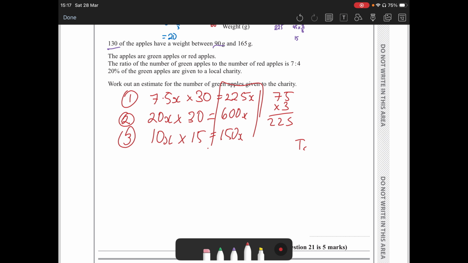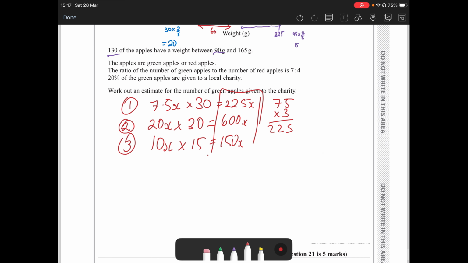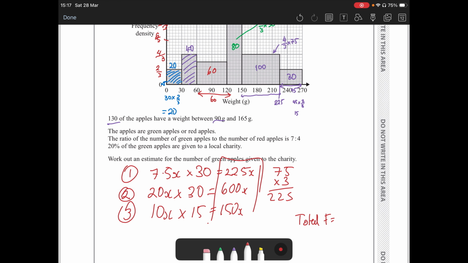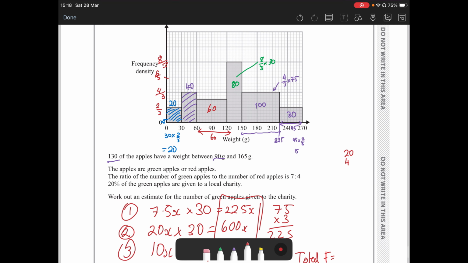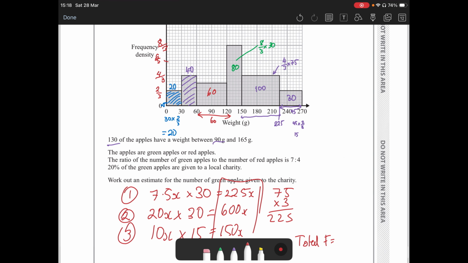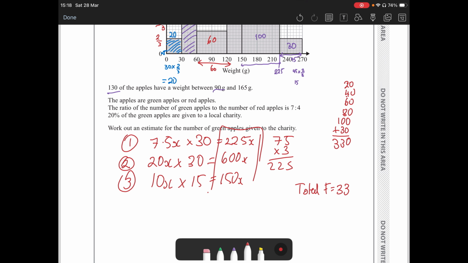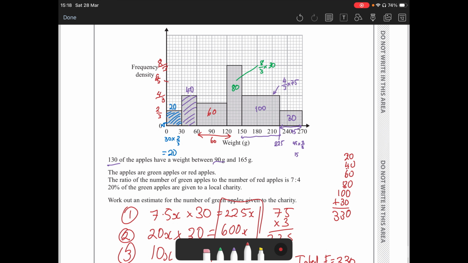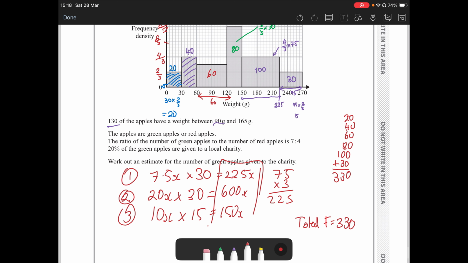So the total frequency would be, I'm going to add all these numbers together. What we've got: 20, 40, 60, 80, 100, and 30. Let's add all of those up. All the first digits are zeros. Then we've got 2 plus 4, 6, plus another 6, 12, plus a 20, 23. So your total frequency is 330 altogether. I bet there were easier ways, but whatever, I've gone with this way. So we now know the total frequency. I feel like that's the hard bit over and done with.